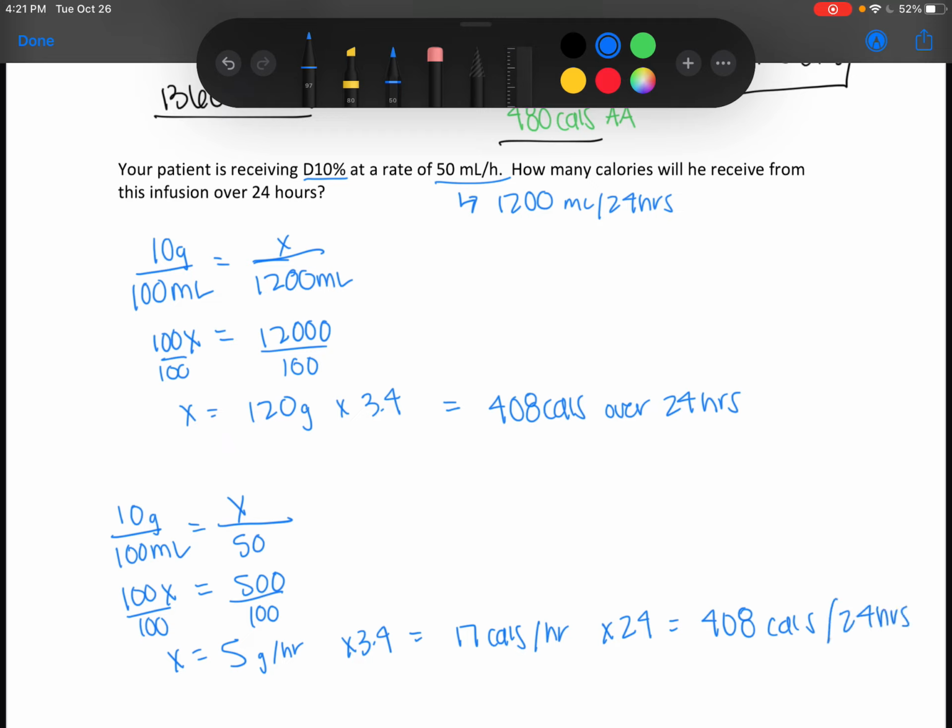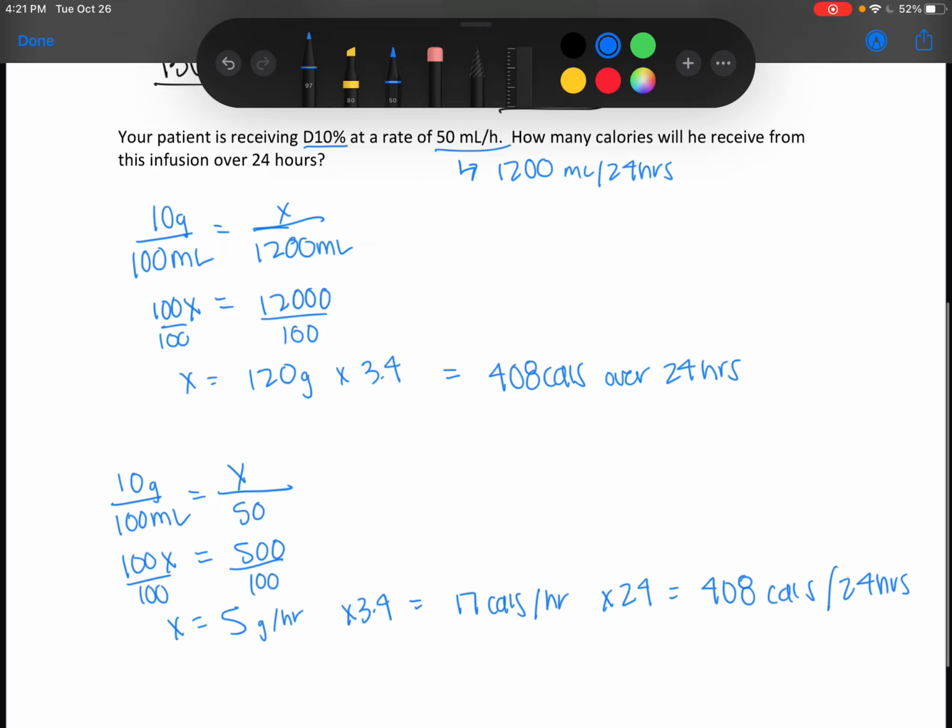So it's whichever process works better for you in your head. Some people, if they don't multiply by 24 right away, they'll forget to do it at the end. So it's totally up to you. And that is pretty much it for calories.